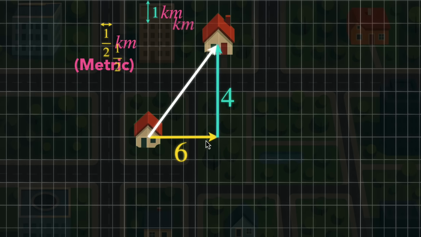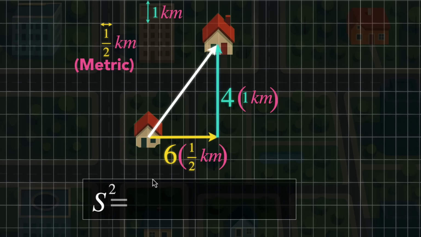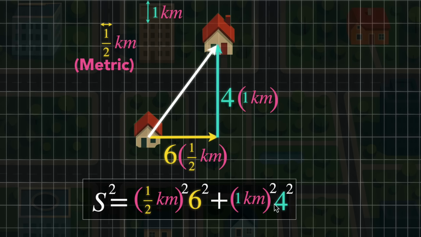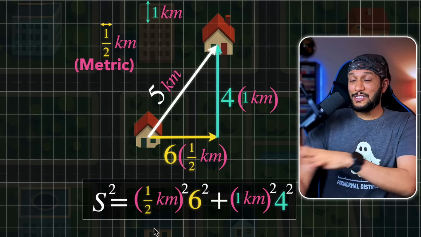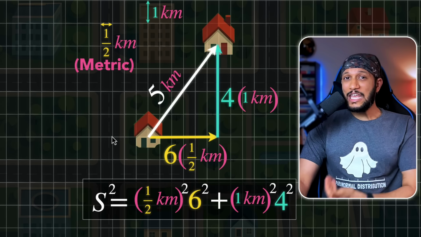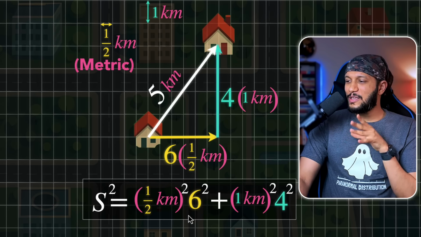I better first multiply with the metric, and now I get 3 kilometers, 4 kilometers, so obviously this will be 5 kilometers. So now if I use the Pythagoras theorem, the hypotenuse squared equals the base squared plus the opposite side squared, giving us 5 kilometers. So Einstein says, look, Mahesh, this means when you're using a rectangular grid, you can no longer directly use Pythagoras.